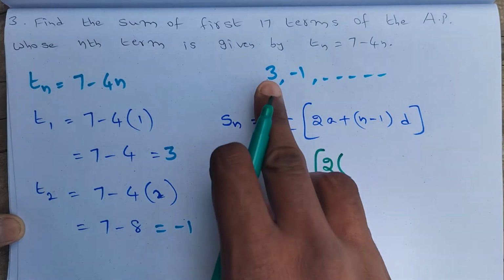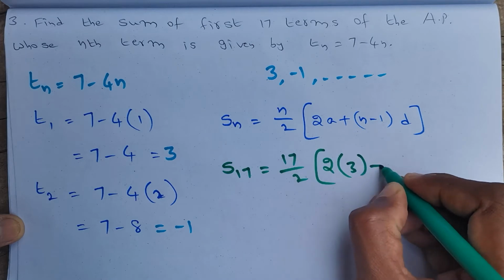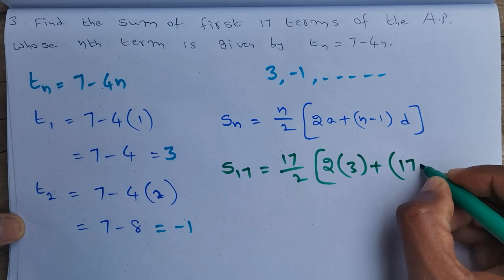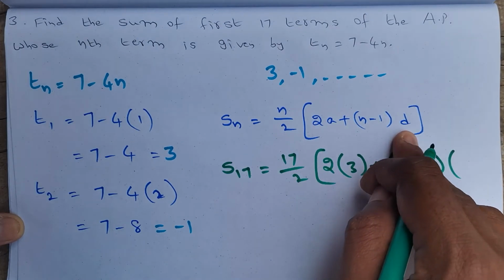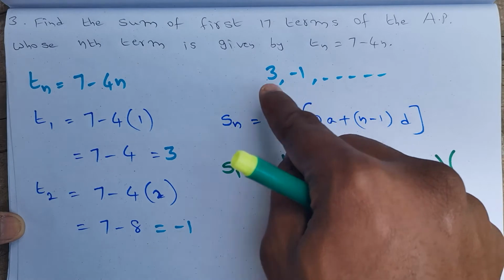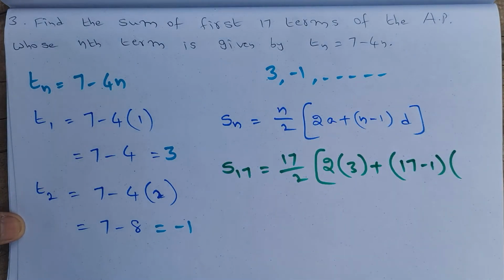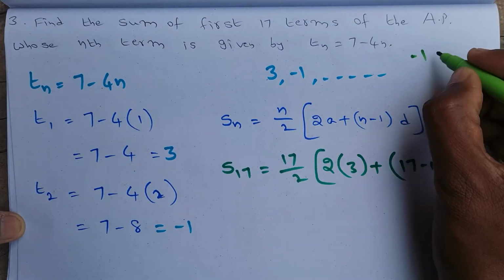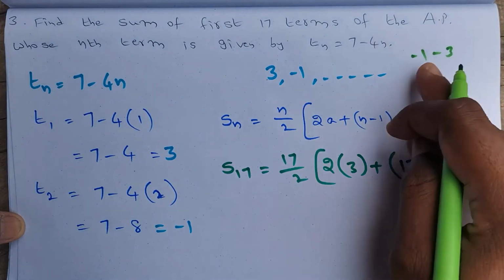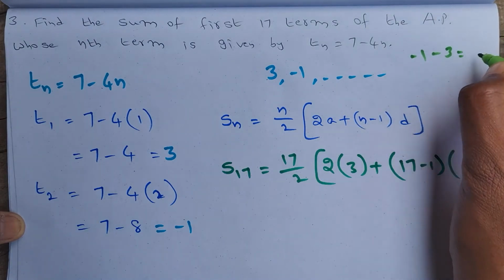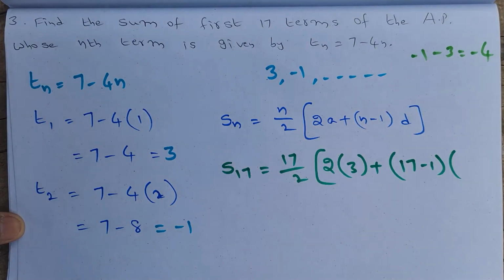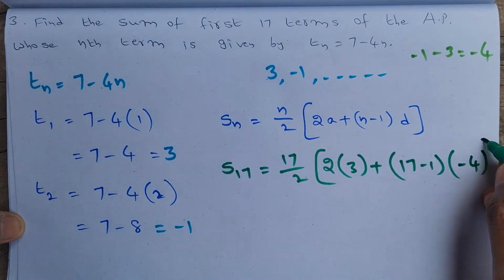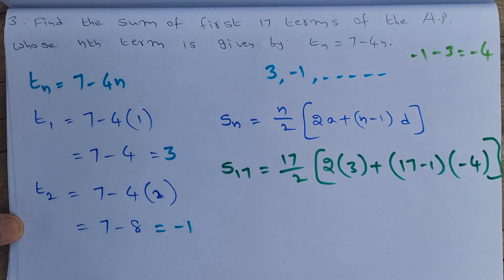a is nothing but first term. First term is 3. Plus n minus 1. n is how much? 17. 17 minus 1 into d. Common difference, how much then? That is second term minus first term. Second term is minus 1, minus first term 3. Minus 1 minus 3 is minus 4. So the common difference is minus 4. In the place of d, minus 4. Okay, now let us solve this.